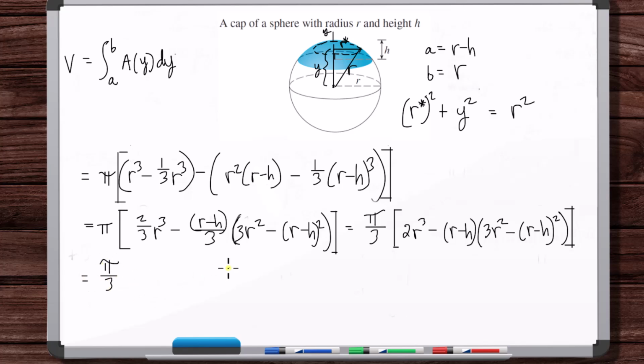So we've got 2r cubed minus, and then 3r squared minus r squared minus 2rh plus h squared.